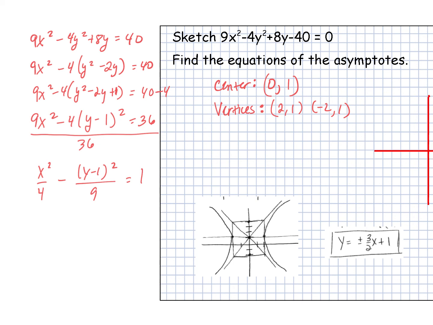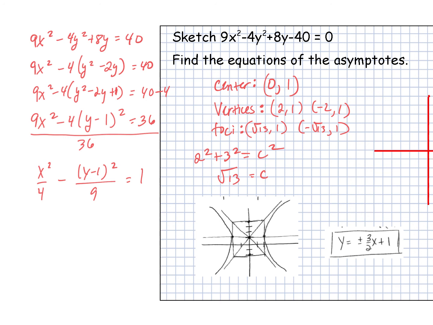To get my foci, I've got to come up with my c value, so I need to do that. I have my a and my b, so 2 squared plus 3 squared equals c squared. So c again is root 13. So I have root 13, 1, and negative root 13, 1.